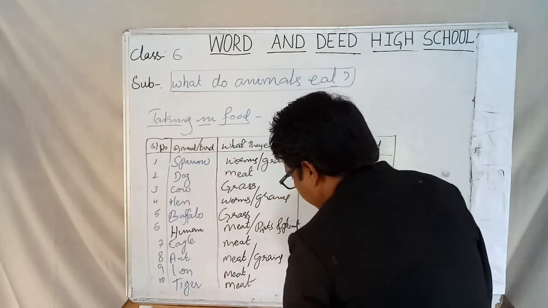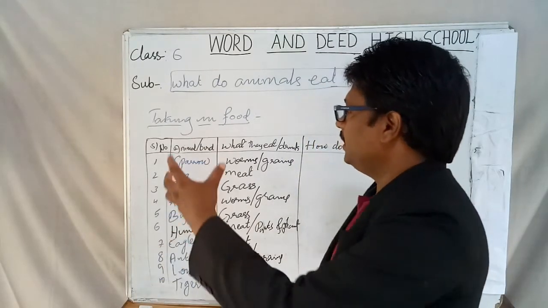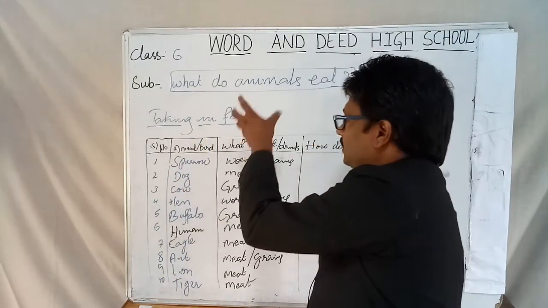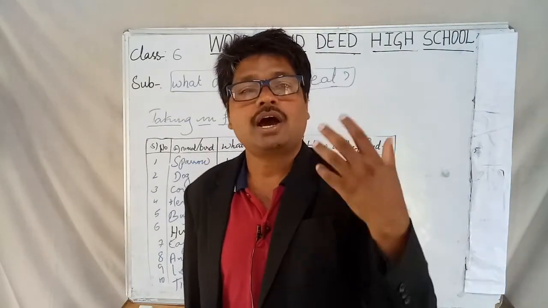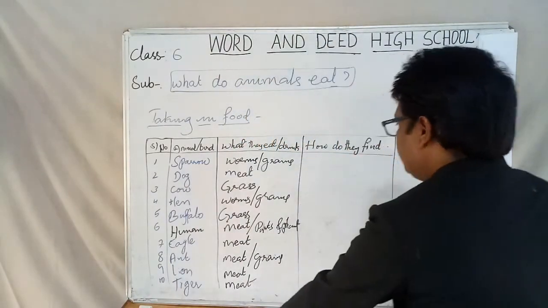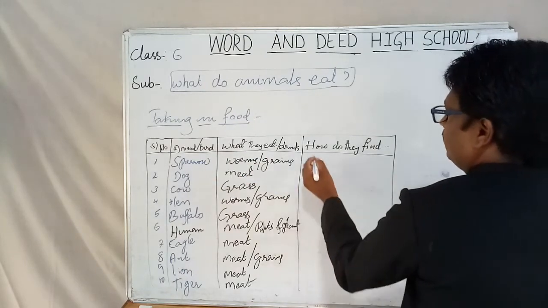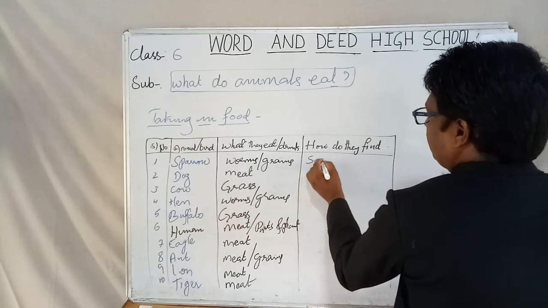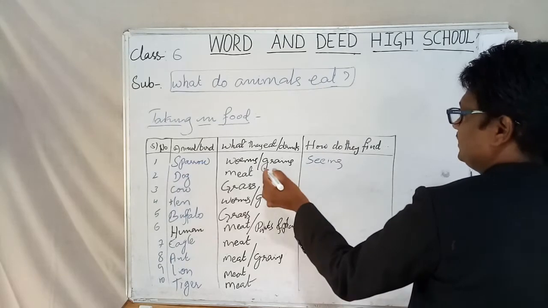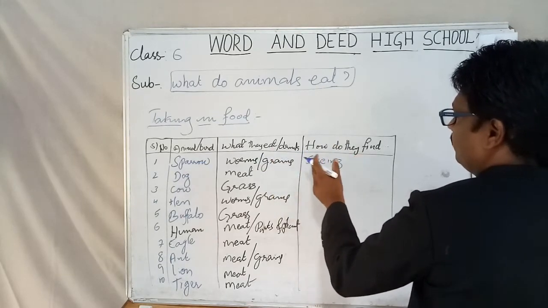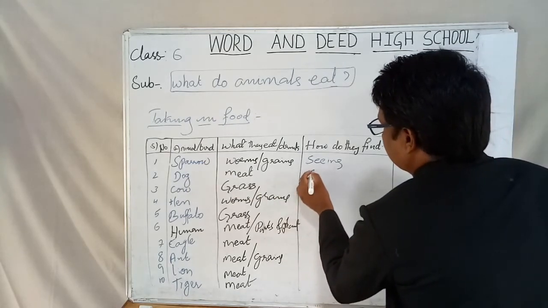Tiger eats only meat. Students, see, we have made a list of the living things here and the food they eat. Here you have to understand how these animals find their food. See, sparrows find their food by seeing. And dogs by smelling, that's nothing but sniffing.